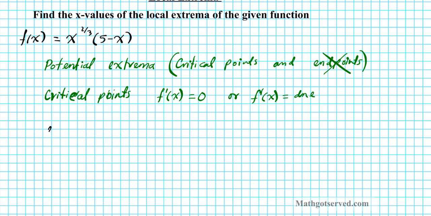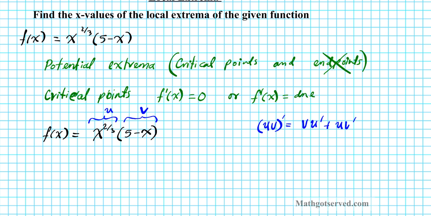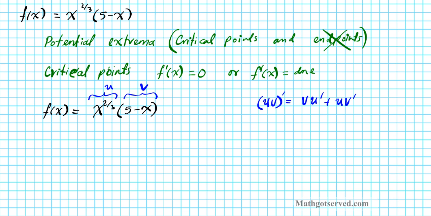f of x is equal to x to the 2/3 times 5 minus x. If you notice, we have a product of two functions here. Okay? So we're going to be using the product rule. So this is your u, and this right here is your v. So do you recall the product rule? The derivative of uv is equal to vu prime plus uv prime.